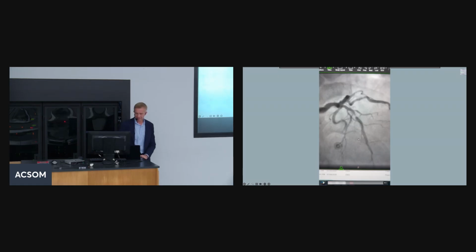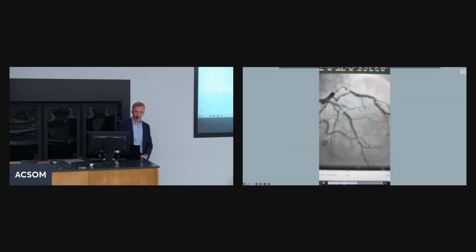So do you see anything on the angiogram here? There is a severe stenosis. There's like 90% stenosis. So the left main artery divides into the circumflex and left anterior descending artery, and then there are branches. But there is a severe stenosis in the proximal left anterior descending artery.